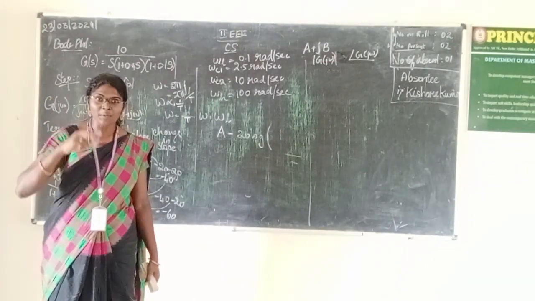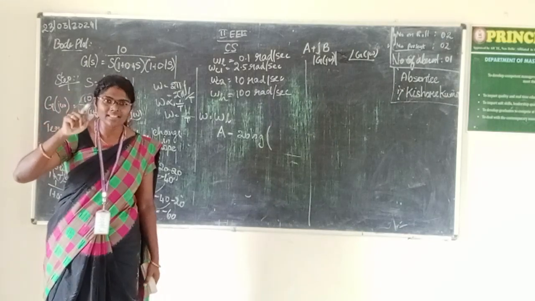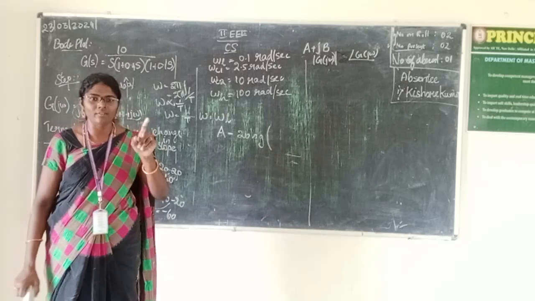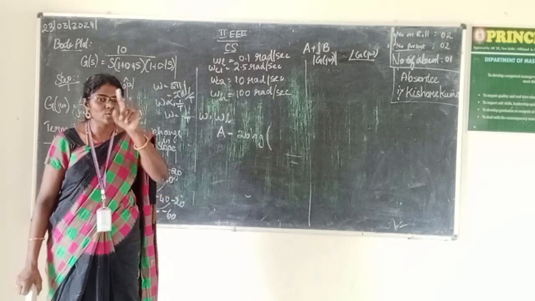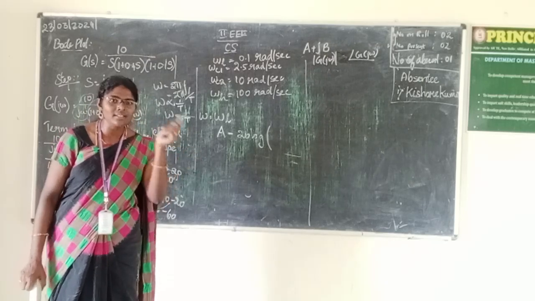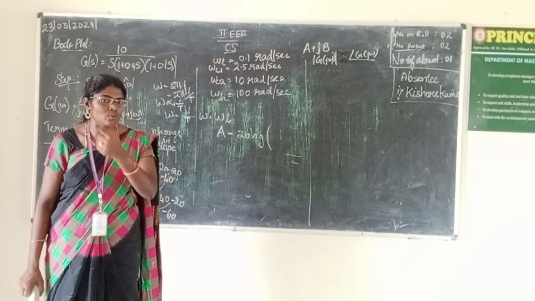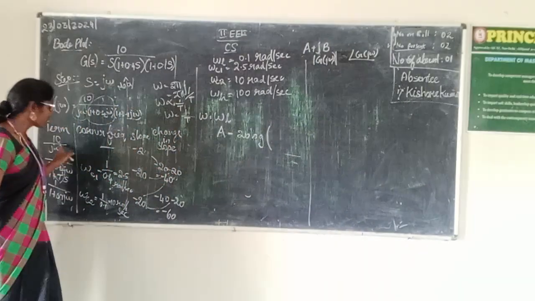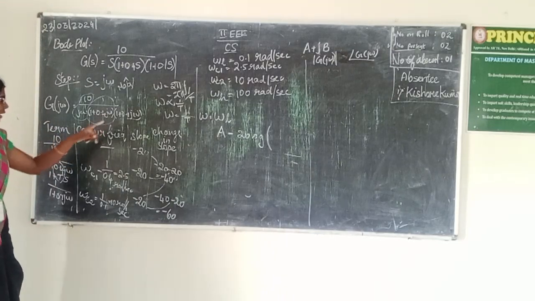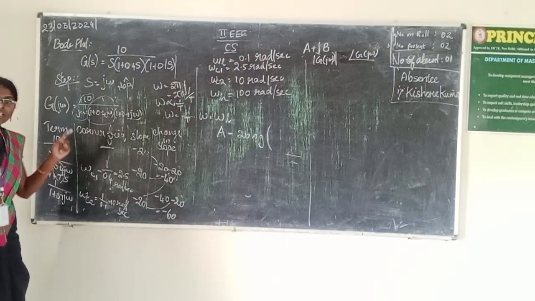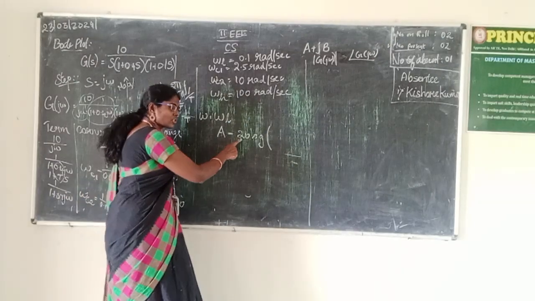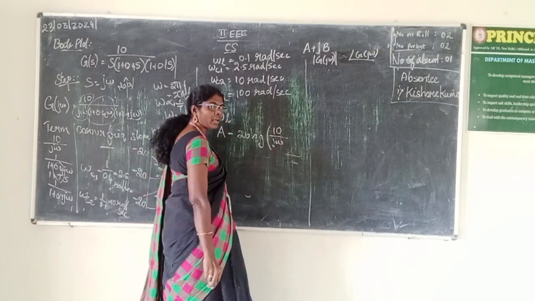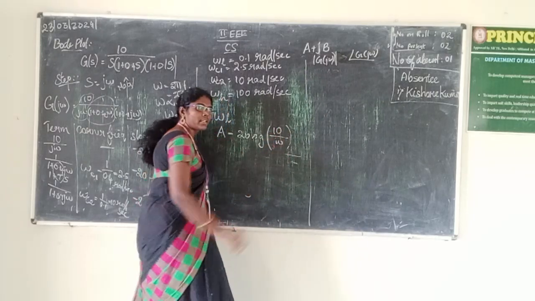See, in the previous problem, the numerator term contains s square. So the formula is A equals 20 log of that s square, which is (j omega) square. j square will become minus, so we will be putting minus 20 log of omega square. That is why there it is omega. Here, what is our constant term? For the first term, I am assuming omega is equal to omega, the term is 10 by j omega. So the formula is 20 log of 10 by j omega, that is 10 by omega.